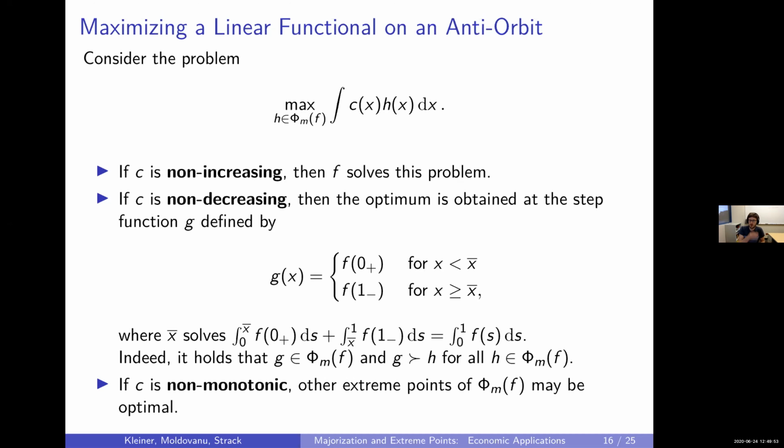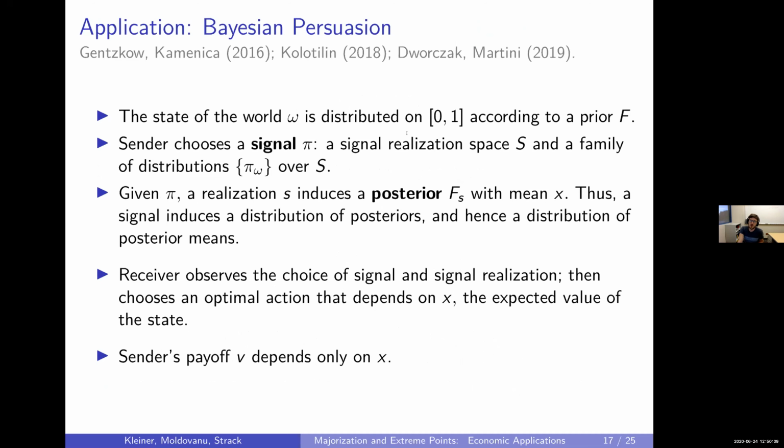So in the remaining time, I would like to give you 2 problems, 2 economic applications, where in a sense you can write the optimization problem for the principal as a problem of this form. The first one is an application to information design or Bayesian persuasion, and it's a model that's been introduced by Kamenica and Gentzkow.